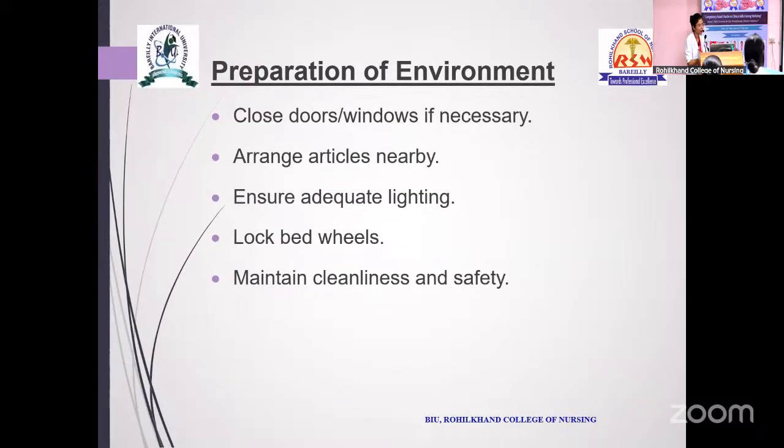After making the solution, we prepare the environment. Close doors, windows if necessary. Arrange articles near the setup. Ensure adequate lighting. Lock bed wheels. Maintain cleanliness and safety.